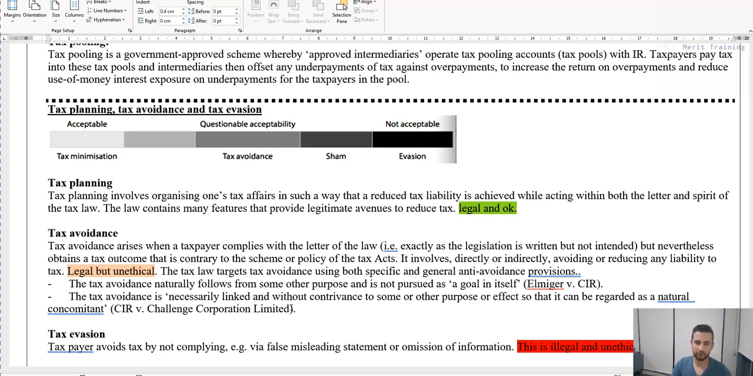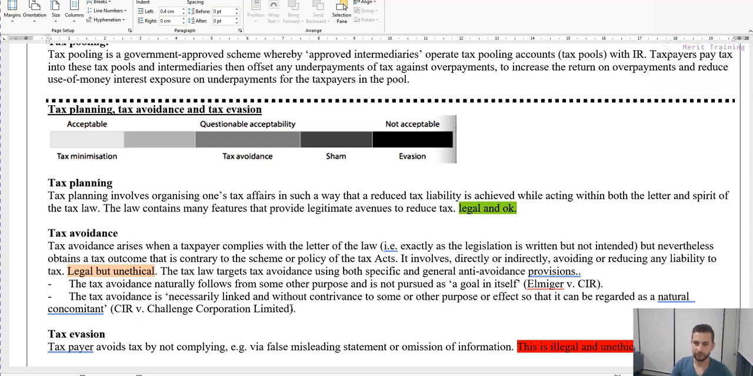So tax planning, also known as tax minimization. So this is basically when you're aware of all the tax laws and you organize your tax affairs in a way that you reduce your tax liability whilst you're acting with both the letter and the spirit of the tax law. And what that means is, letter, you're following what it says in the law, basically.